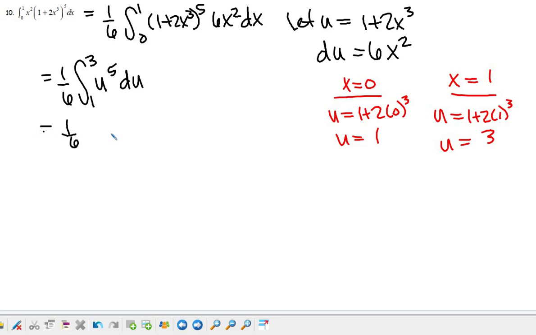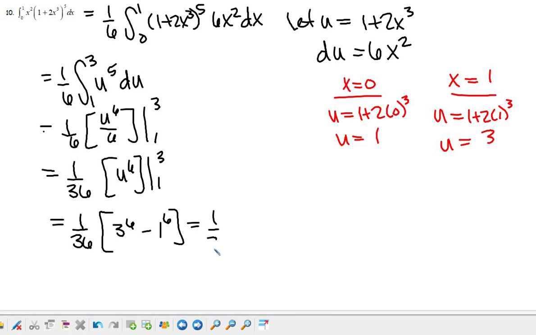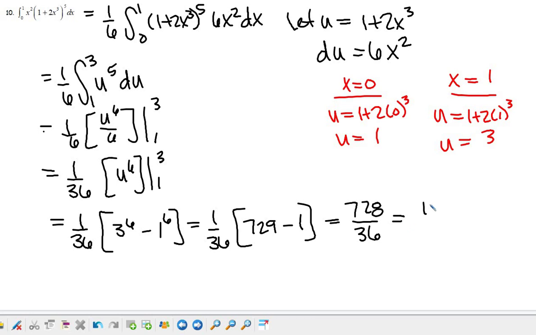So I have 1/6 times u to the 6 over 6, evaluated from 1 to 3. Now if it was me, I would take the 6 out, the 1/6 out, because it just makes the computation easier. So I would do 1 over 36 times u to the 6th, evaluated from 1 to 3. So I have 1 over 36, 3 to the 6th minus 1 to the 6th. So 1 over 36. 3 to the 6th is 729. 1 to the 6th is 1. So you get 728 over 36, which reduces to 182 over 9.